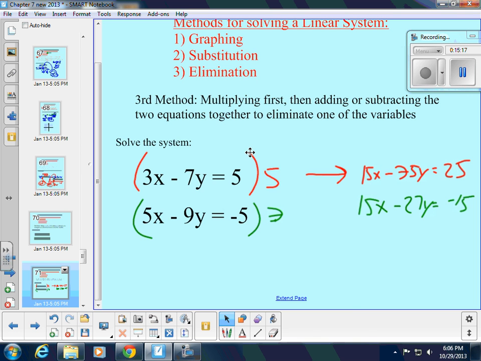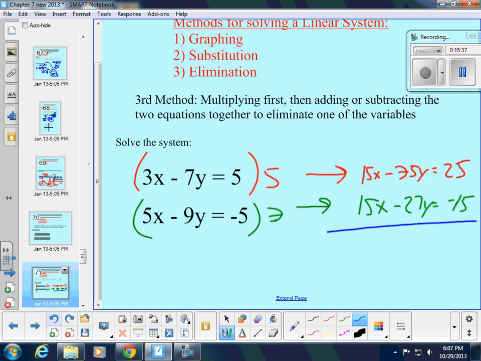I won't finish the whole problem, but I think you start to see what could happen. Now that I've got x terms that have the same coefficient, 15 and 15, I can solve this system by using elimination. I've changed both of them into these new equations, but again, they're equivalent equations. If I graph them with their originals, it's really the same exact set of solutions, the same line. So I can use these to help solve the system too.